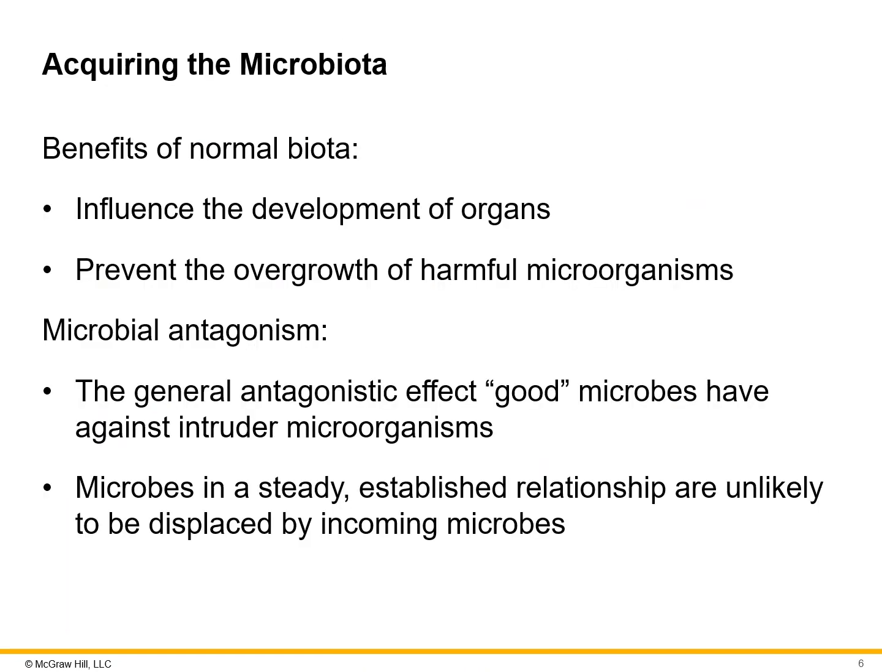Now, again, as we mentioned, this normal biota is beneficial. So some of those benefits, even early on, they can help development of the organs. They prevent, though, overgrowth of harmful microorganisms, so those pathogens. If our body's covered with good bacteria, it's harder for the pathogenic ones to attach. And if they can't attach, then they can't multiply. So we call that microbial antagonism. Essentially, it's the effect of the good microbes against the intruders. So it's good bacteria fighting off the bad bacteria.